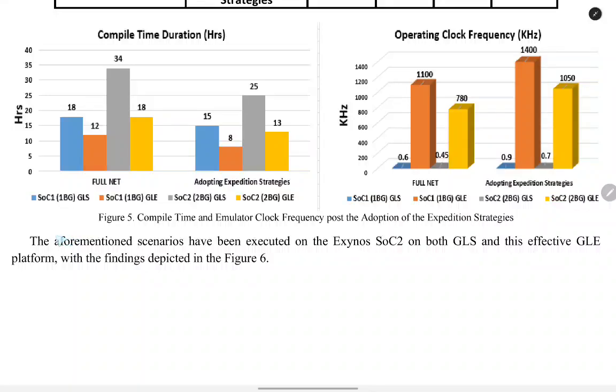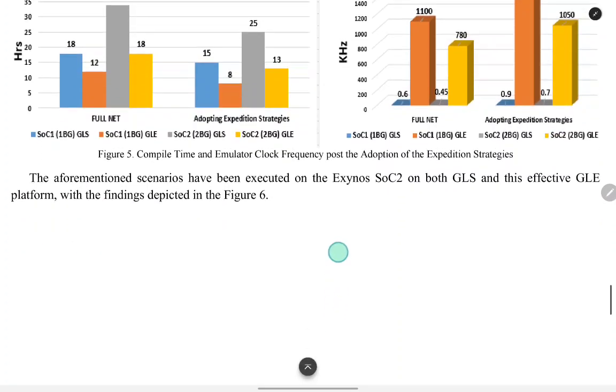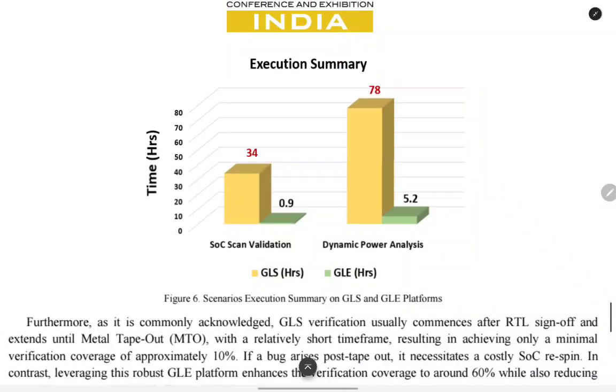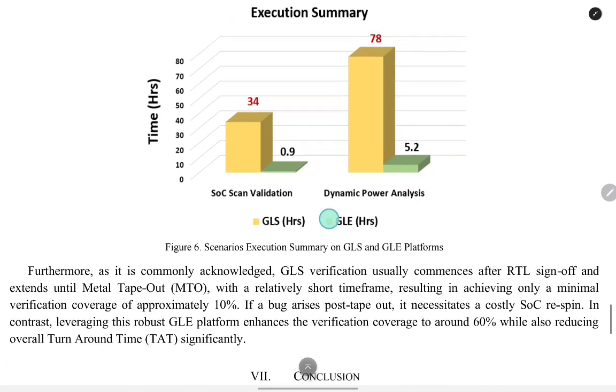The aforementioned scenarios have been executed on the Exynos SoC2 on both the GLS and this efficient GLE platform, with the findings depicted in Figure 6. Figure 6 is the scenarios execution summary on the GLS and GLE platforms.